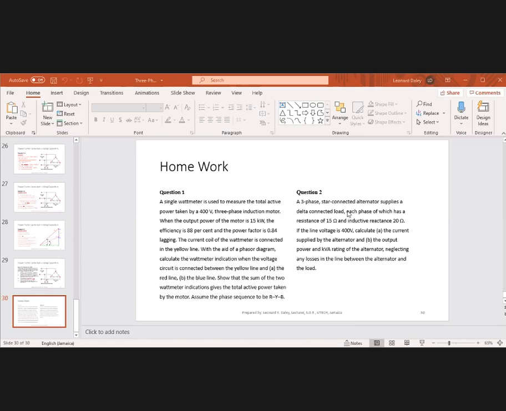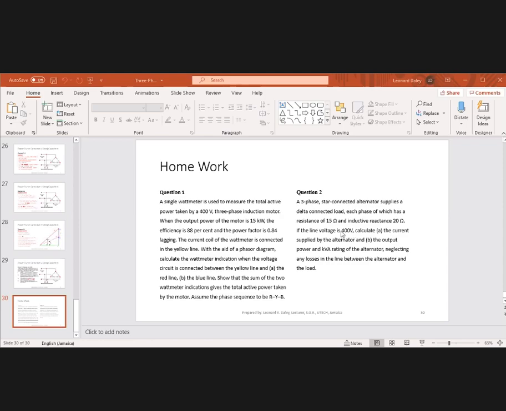A delta connected load, each phase of which has a resistance of 15 ohm and an inductive reactance of 20 ohm. The line voltage is 400 volt. Calculate the current supplied by the alternator and the output power and kVA rating of the alternator, neglecting any losses in the line between the alternator and the load.